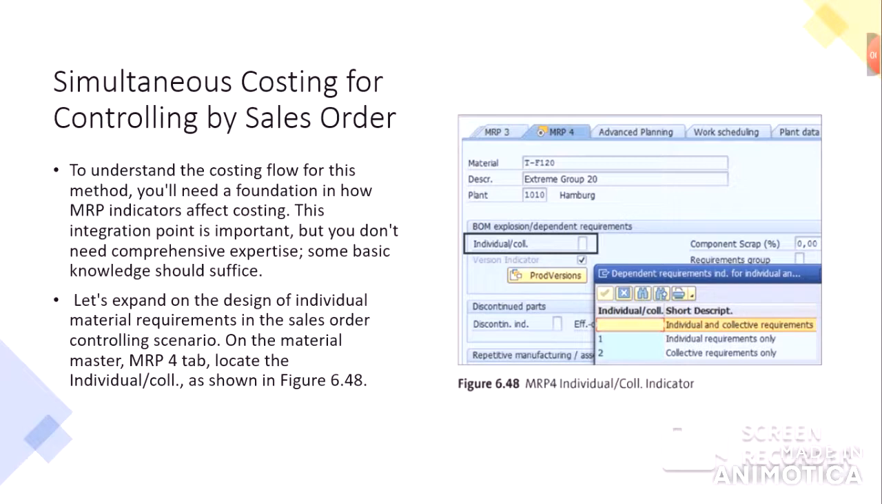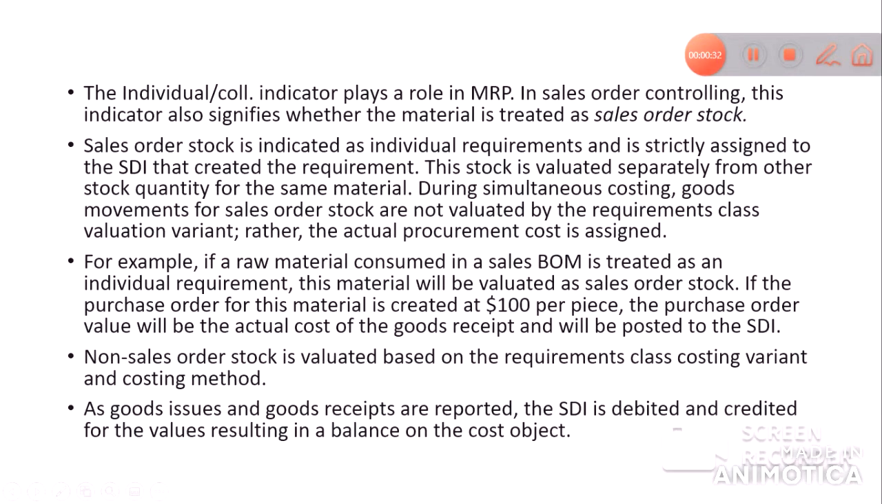Let's expand on the design of individual material requirements in the sales order controlling scenario. On the Material Master MRP 4 tab, locate the individual or collective indicator as shown in the figure. So we can see in this figure the individual or collective indicator. The individual or collective indicator plays a role in MRP.